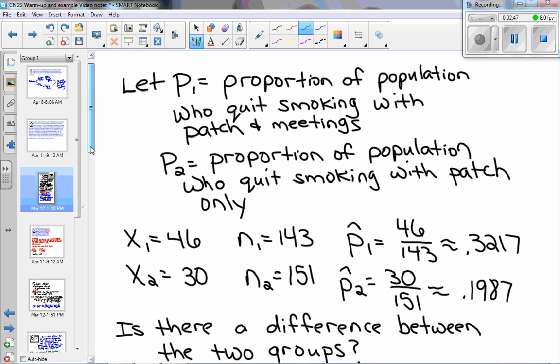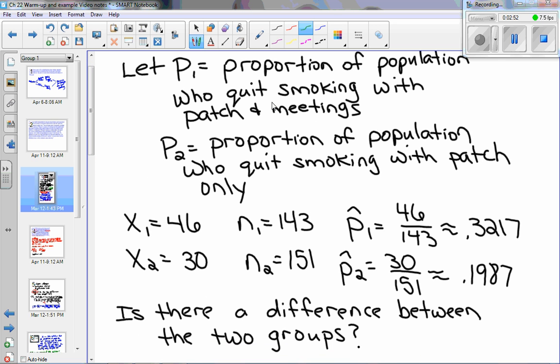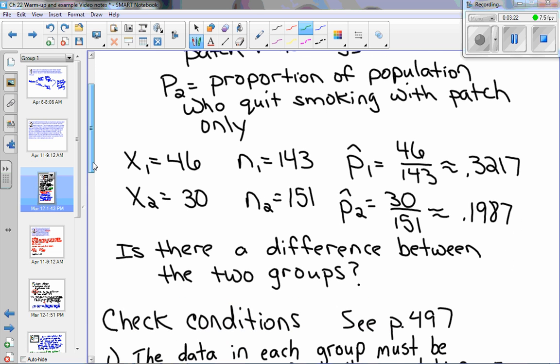So then x sub 1 is going to represent everything from that group that quit smoking with the patch and the meeting. So I defined x sub 1 as 46. Those are the people who quit smoking out of the 143 who were assigned to the group of using the patch and being in the support groups. x sub 2 were the 30 people who quit smoking from just using the patch alone. So I come up with these two different p hat values, one from each of my two groups. And what we're looking at is, is there a difference between the two groups? And that's what we want to know.